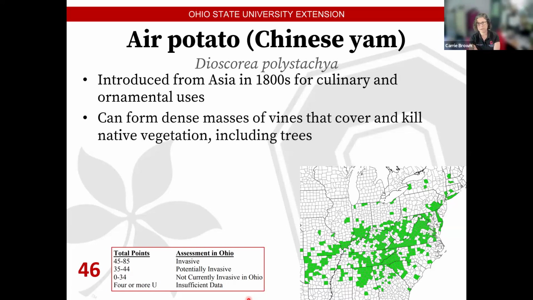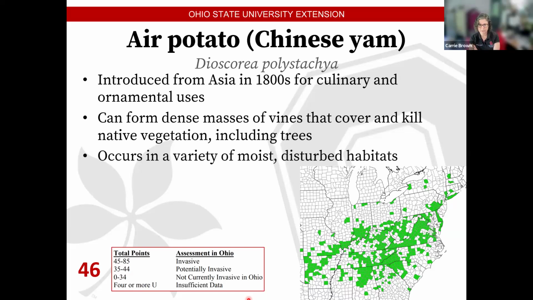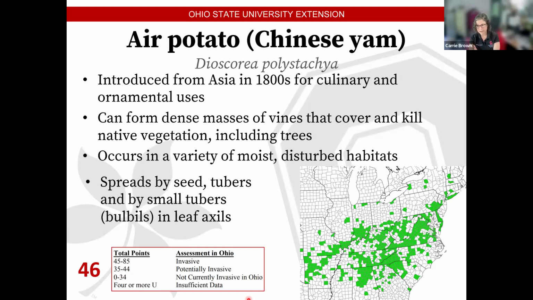It is a vine, and it is able to form dense masses and kill native vegetation, including trees, so it can suffocate trees. It occurs in a variety of disturbed moist habitats, and it has a variety of means of reproduction. So it can spread by seed, it can spread by tubers in the ground, and then it can also spread by bulbils, which are small tubers that are found in the leaf axils.